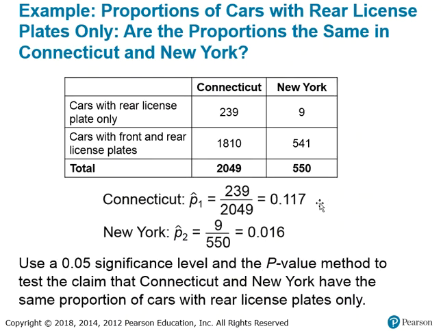So here's the information just sitting in a table versus sitting in a paragraph. We still are going to use an alpha level of 0.05, and we're going to focus on the p-value method. Our claim is that Connecticut and New York have the same proportion of cars with rear license plates only. So we're going to focus on our claim being that they're equal.